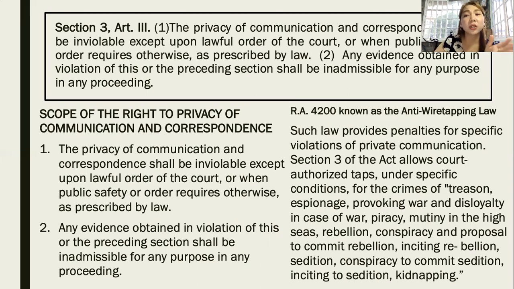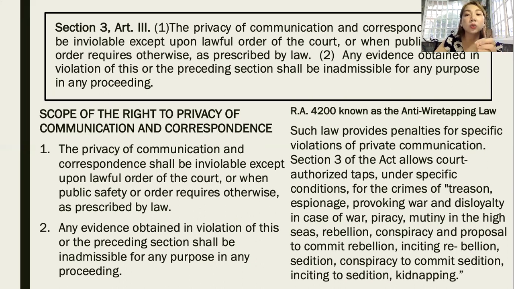When is intrusion into the privacy of communication and correspondence allowed? It is allowed only upon lawful order of the court, or when public safety or order requires it, as prescribed by law. Upon what grounds may the court allow intrusion? The text does not give any grounds, sabi ni Bernas. It is submitted that the requirement in the preceding section should be followed.